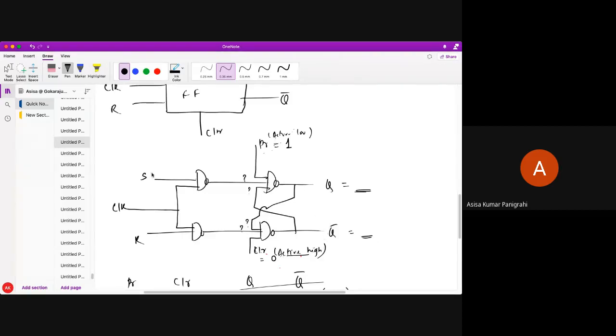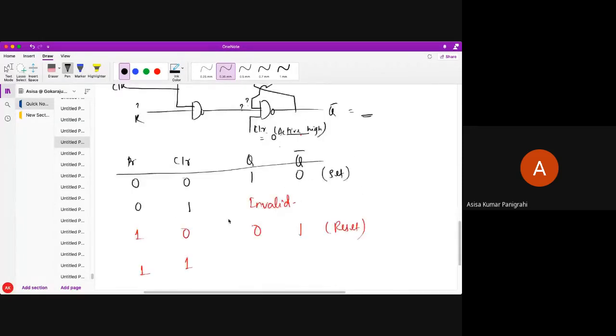So it is going to check what my S clock and R actual inputs are. According to those values, only then can we get the initial state. So this is called what? Normal flip-flop condition. Okay, normal flip-flop condition.